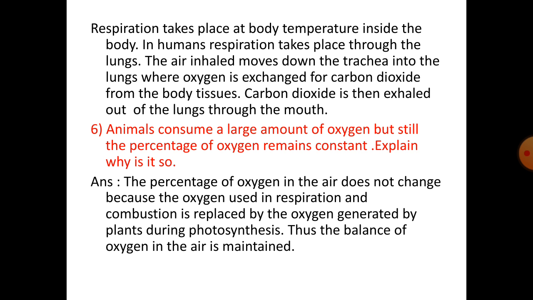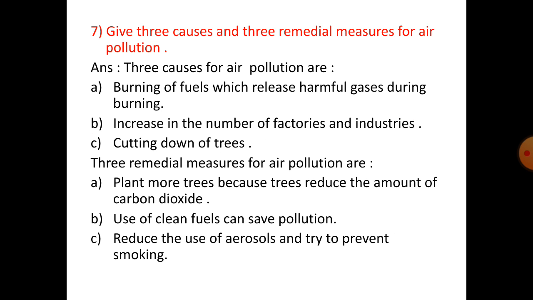Number 6. Animals consume a large amount of oxygen, but still the percentage of oxygen remains constant. Explain why it is so. The percentage of oxygen in the air does not change because the oxygen used in respiration and combustion is replaced by the oxygen generated by plants during photosynthesis. Thus, the balance of oxygen in the air is maintained.